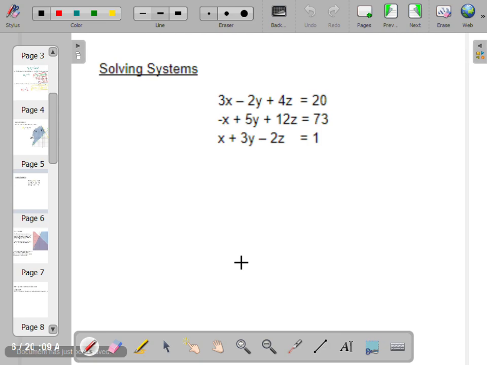Solving systems. Oh, a 3-variable system. This could take a while. I like to label these. Let's do 1, 2, 3. Let's call this my first equation, second equation, and third equation.